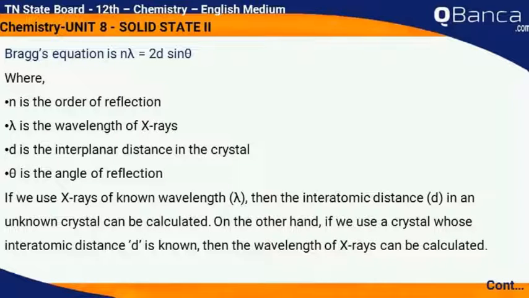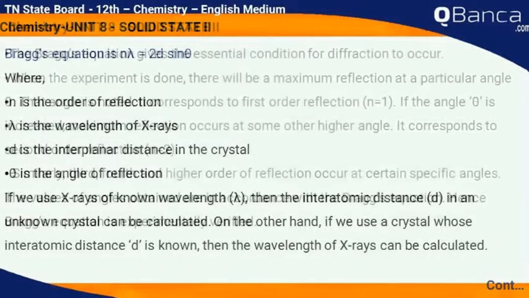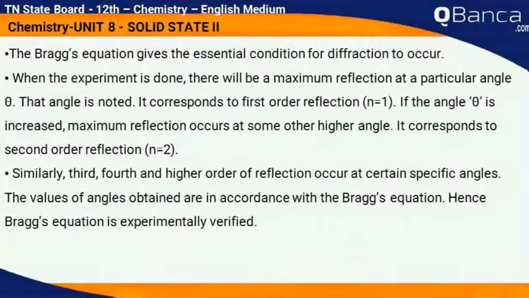On the other hand, if we use a crystal whose interatomic distance d is known, then the wavelength of X-rays can be calculated. Bragg's equation gives the essential condition for diffraction to occur. When the experiment is done, there will be a maximum reflection at a particular angle theta. That angle is noted. It corresponds to first order reflection, n = 1.